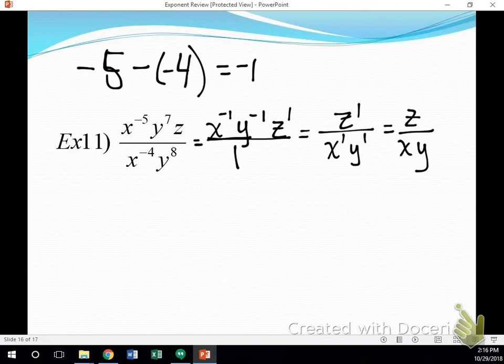Is that a question? Okay. How do we know whether or not it has to go? We want all of our exponents to be positive. So here, the ones that are negative have to move to the other side to become positive.